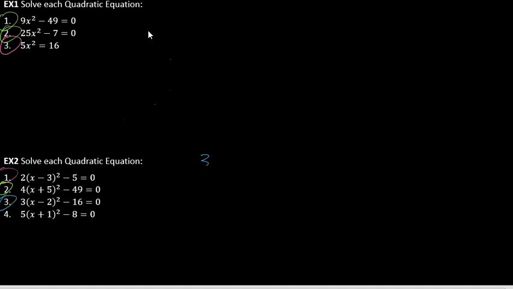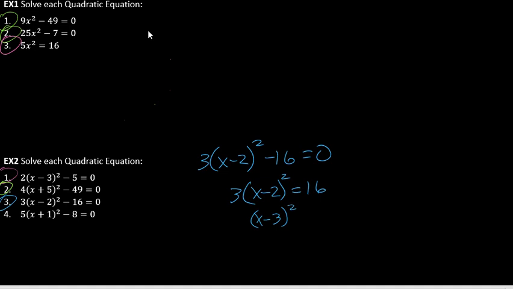Number 3, we've got 3 times x minus 2 all squared minus 16 equals 0. So start getting x by itself. Add 16 to both sides. Divide by 3 on both sides. Oh, actually wrote the 3. Take the square root of both sides.